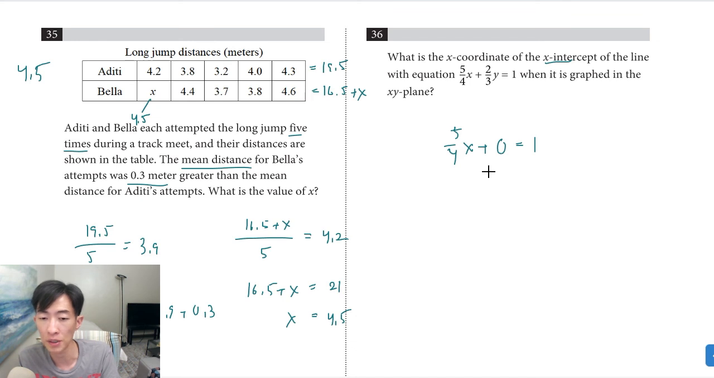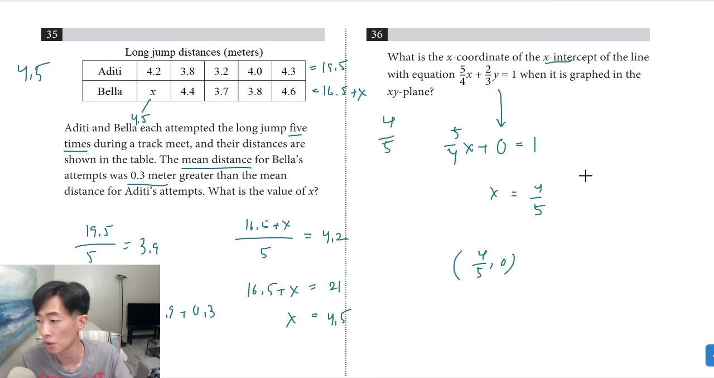And now we basically just have to solve for x. So multiply both sides by 4 over 5. So x equals 4/5. This tells us that when y is equal to 0, x is equal to 4/5. So the coordinate that we have is 4/5 comma 0. That's the x-intercept, and they want the x-coordinate of that, so the answer is obviously going to be 4/5, similar to 4.5 on number 35.